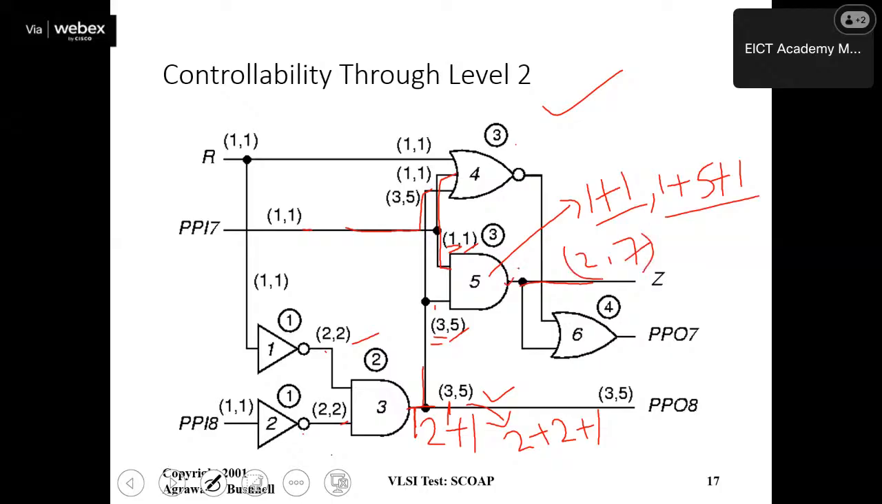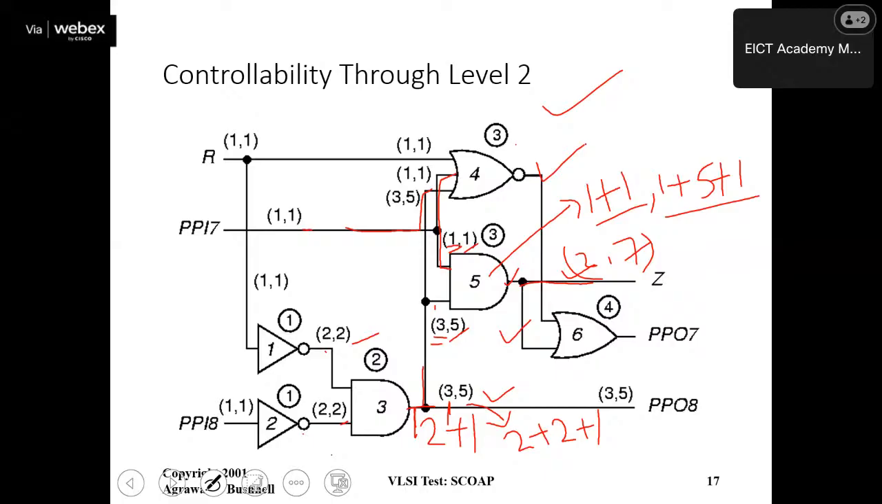Since it is 2, 7, so this is also 2, 7, this is also 2, 7. Likewise, let us consider for this. So this is a NOR gate, right? So CC0 for a NOR gate is what? CC0 for NOR gate. So just consider CC1 for the OR gate.